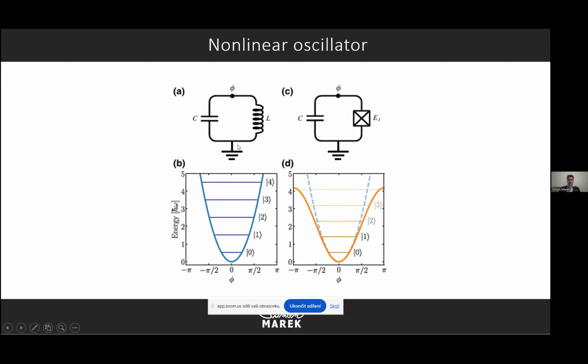There is a normal oscillator with an inductor and capacitor. And here is our transmon qubit, which has a Josephson junction here. You can see it's perfectly separated here. So this is our cosine function because it's a nonlinear oscillator.